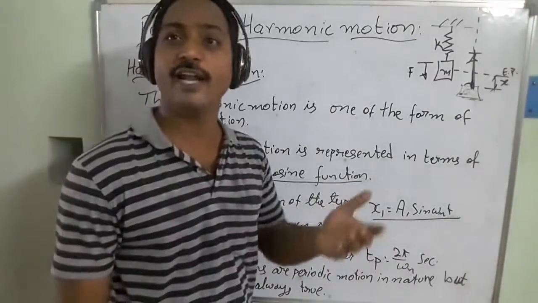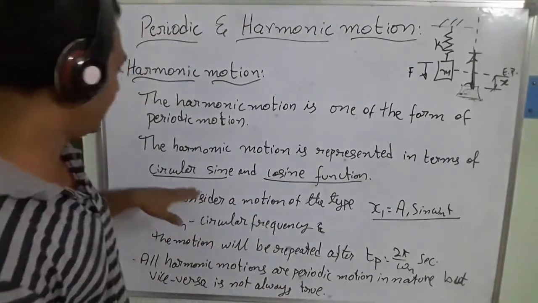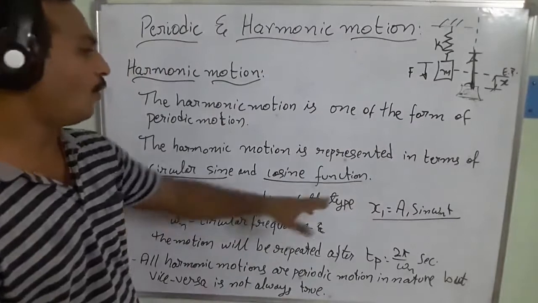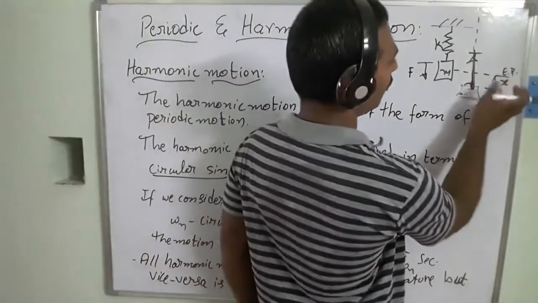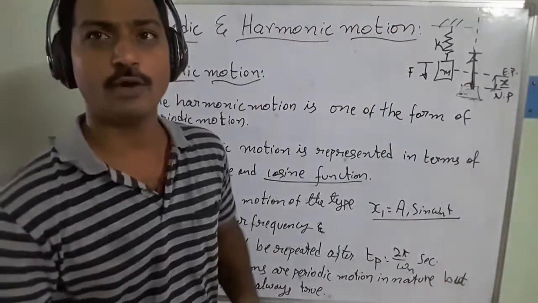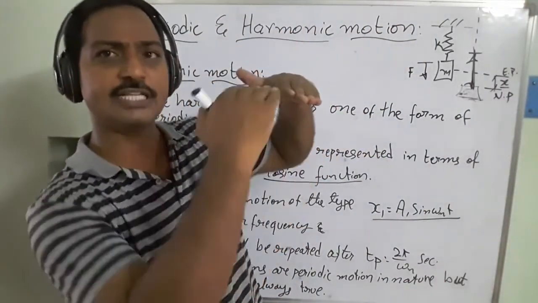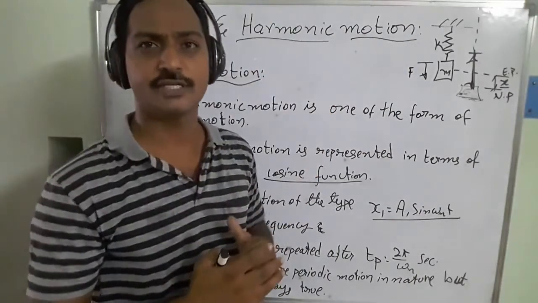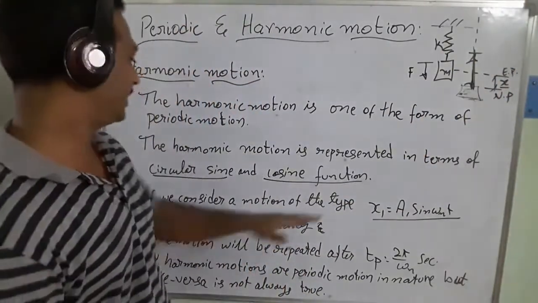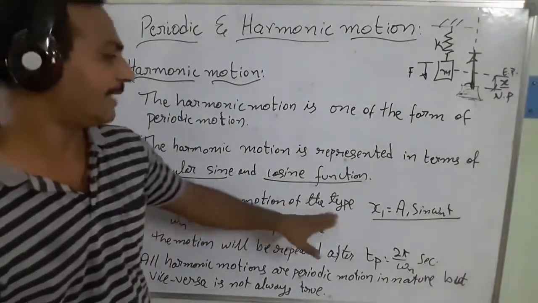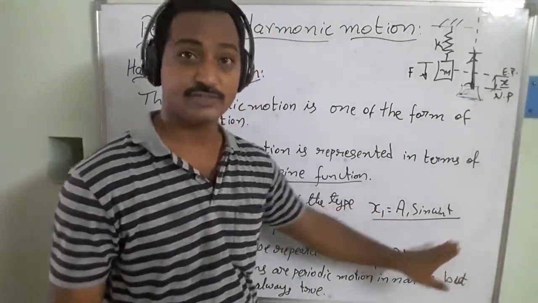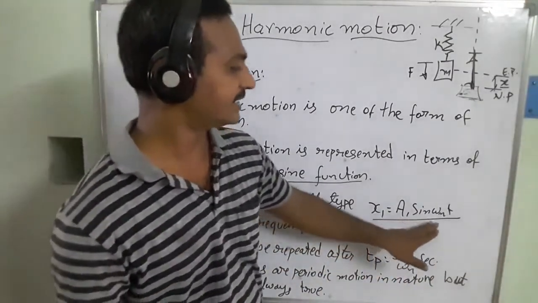So when we define the motion in terms of harmonic motion, we require circular sine or cosine functions. As we know, the displacement from the mean position to the new position is the distance x. From the mean position below is x distance, and from the mean position above is x distance. How would you define that motion in terms of sine and cosine values? We can consider the motion of the type x1 equals a1 sine omega n t.